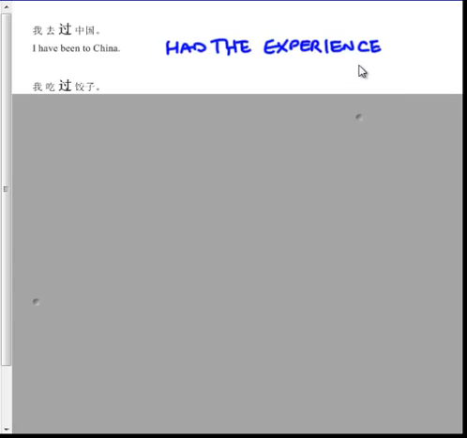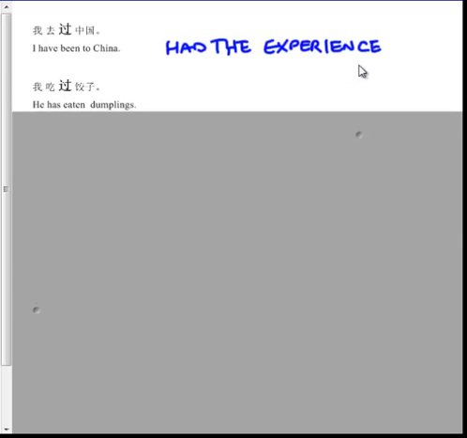Second example, 我吃过饺子. So I have eaten dumplings before. I've had the experience of this. Not everyone has. Not everyone has been to Fuman Dumpling House right by Lakeside and had some of their great jiaozi. Next one.